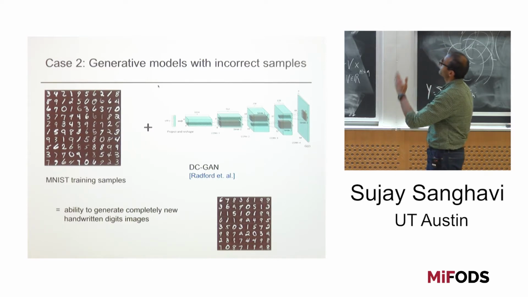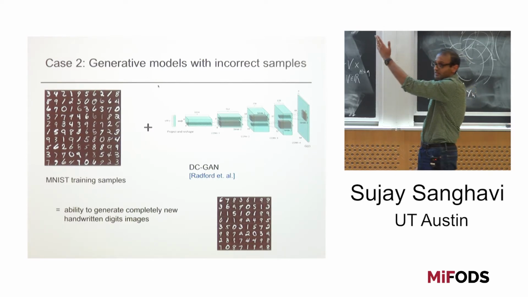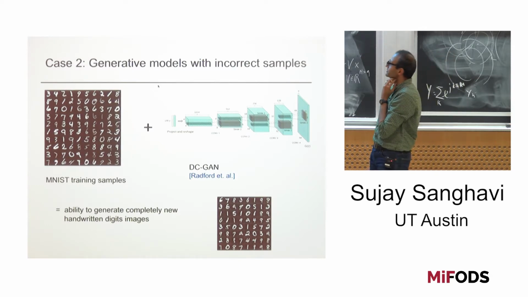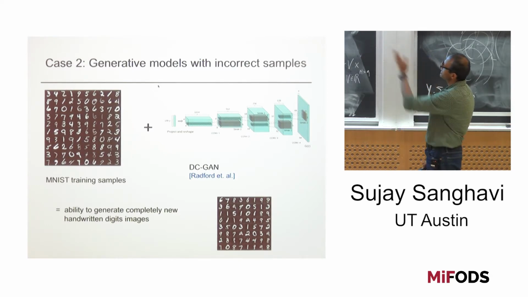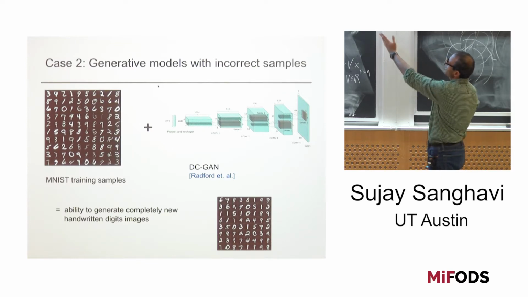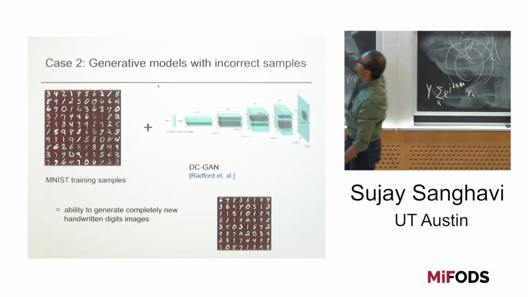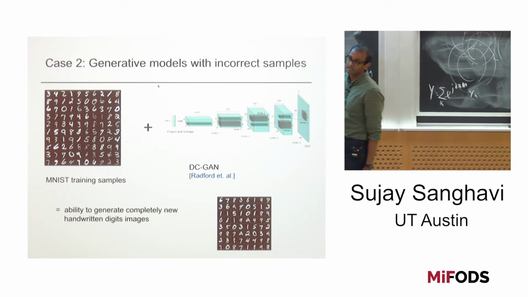Okay, and this is also not our work, right? This is one of the pretty famous original GAN papers, and it has the ability to generate completely new handwritten digits, right? So that is actually the MNIST data set. This is generated, and it looks pretty high quality.